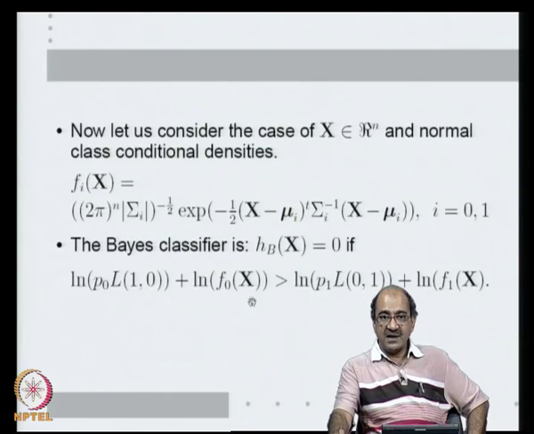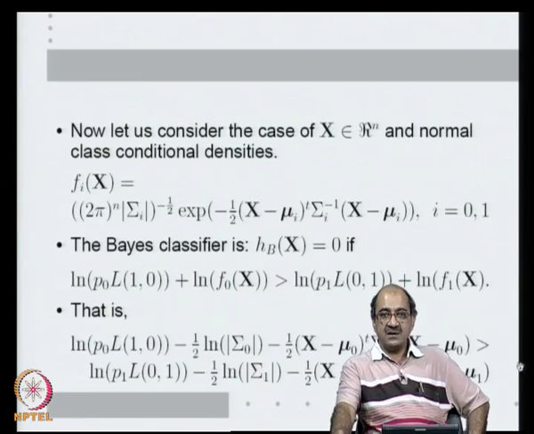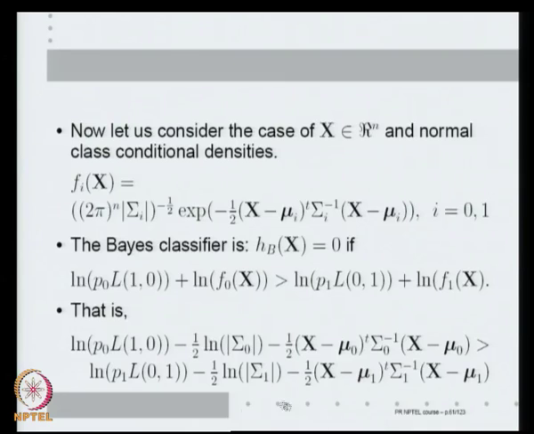So, what will be ln of f 0? There will be ln of this constant plus a quadratic form, minus half (x minus mu 0) transpose sigma 0 inverse (x minus mu 0), and similarly on the ln f 1 side, right. So, that is what I will get. I got the quadratic form with mu 0 once and mu 1 once. It is like the old case, this is a quadratic form.